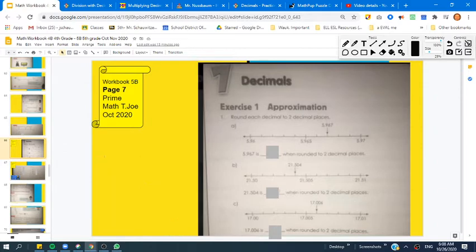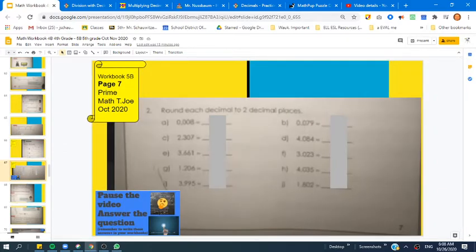All right, let's go to the next problem. Now that we're understanding tenths and hundredths, boys and girls, I think it's important that you try some of these problems on your own. Go to page 7 on the bottom and try these problems on your own. Round the numbers to the nearest 2 decimal places.